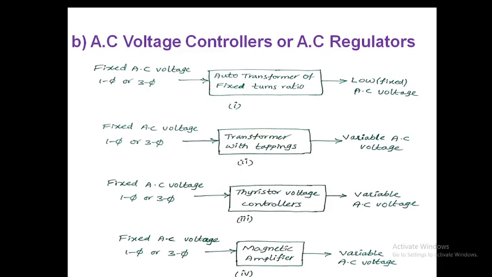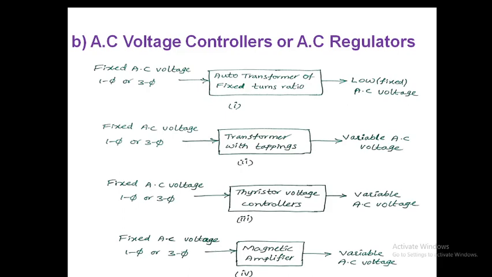And the third one is, for the same fixed AC voltage, if you use thyristor voltage controllers, it is nothing but AC voltage controllers, where thyristor switches are used. By controlling those switches, we can get the variable AC voltage. For different firing angles, we can get different AC voltages, either single phase or three phase. By controlling the thyristors in the voltage controllers, we get the variable AC voltage.